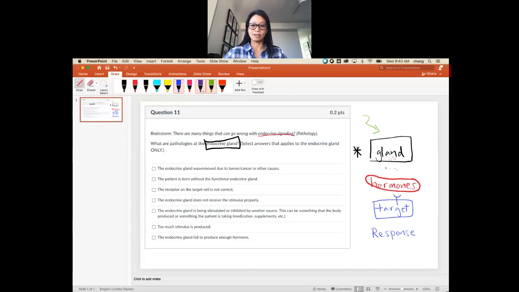The endocrine gland was removed due to tumor, cancer, or other causes. If I removed the endocrine gland, would this be a pathology of the gland? Yes. You want to go through each choice, put yes or no, and explain. Yes, because if I don't have an endocrine gland, this whole system doesn't work, and it is a pathology to the system.